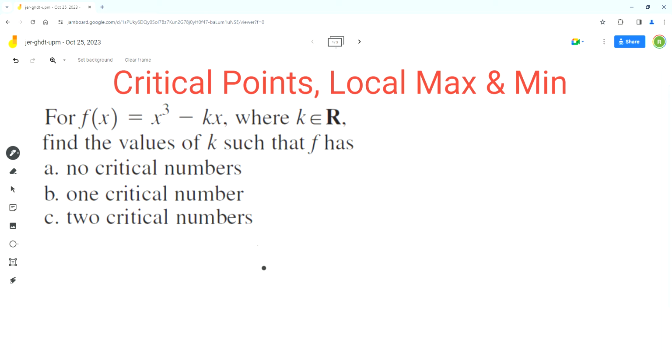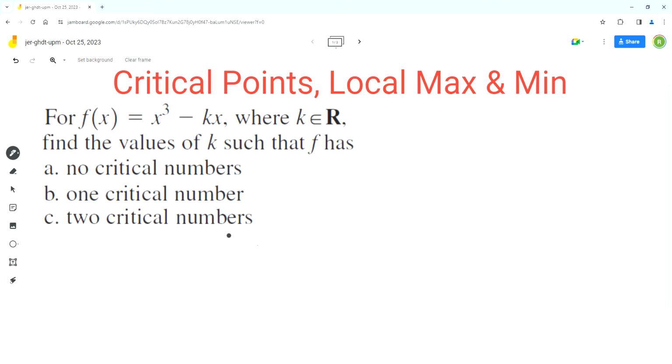So in this video, we'll solve this problem using the concepts of derivatives. As per the problem, for f(x) = x cubed minus kx, where k belongs to the set of real numbers, find the values of k such that f has no critical numbers, one critical number, and two critical numbers. So the first step is to understand what is a critical number.